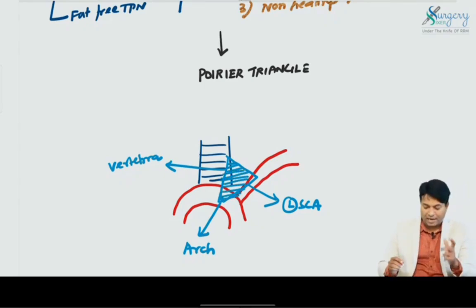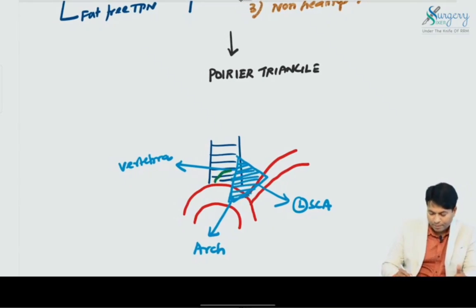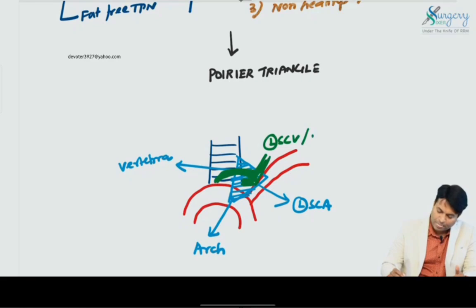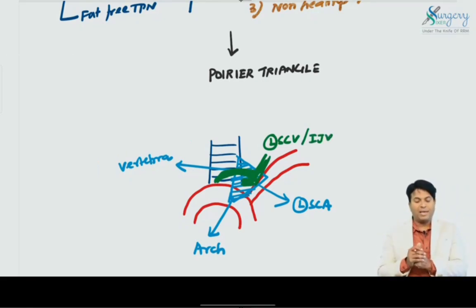This is a triangle in which we can find out what? The thoracic duct going and draining into the junction of the left subclavian vein and internal jugular vein. This is the place where it drains into the left subclavian vein plus internal jugular vein junction at the brachiocephalic level. It is draining here in this place.